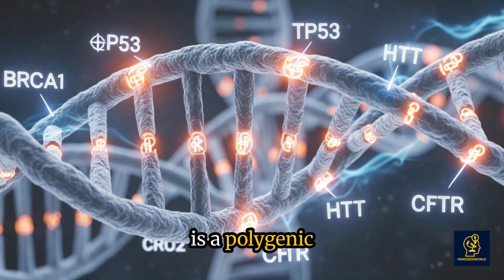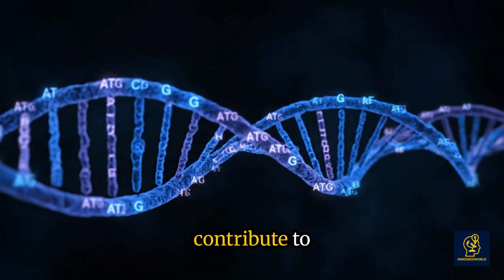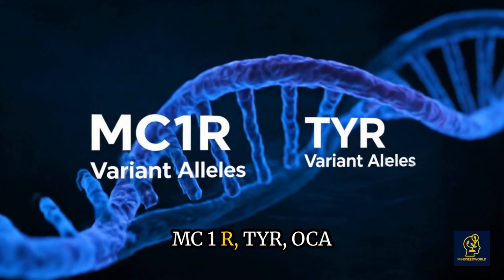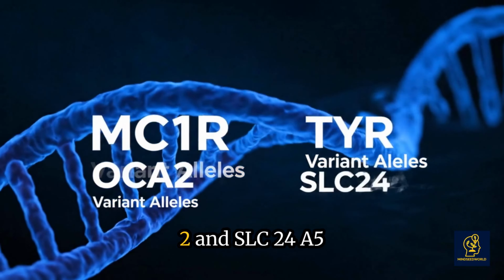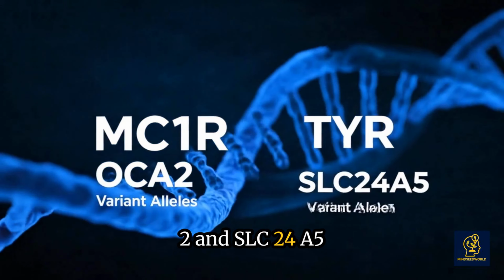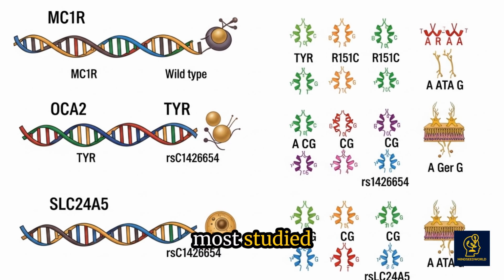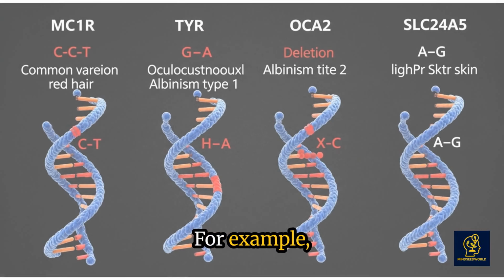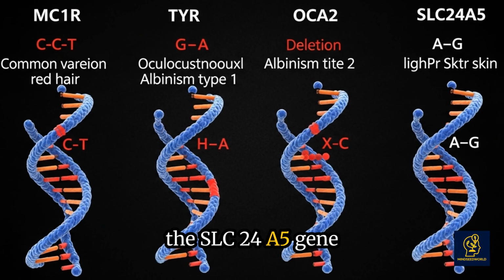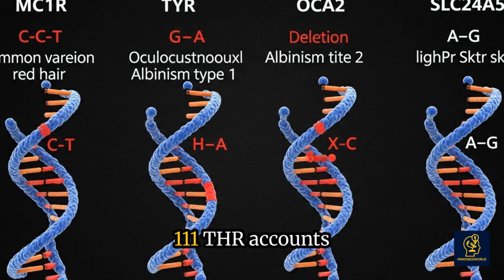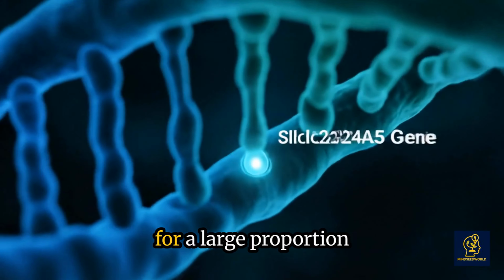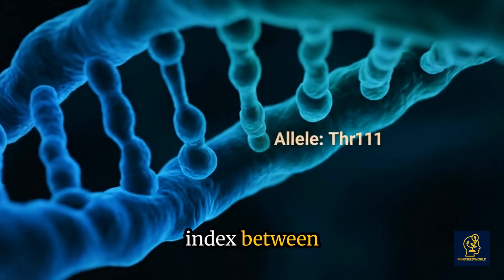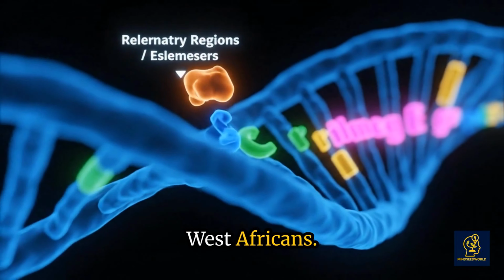Skin pigmentation is a polygenic trait. Many genes contribute to your skin tone. Genes such as MC1R, TYR, OCA2, and SLC24A5 are among the most studied. Different alleles influence melanin levels and type. For example, the SLC24A5 gene variant, Ala111Thr, accounts for a large proportion, 25 to 40%, of the difference in melanin index between Europeans and West Africans.